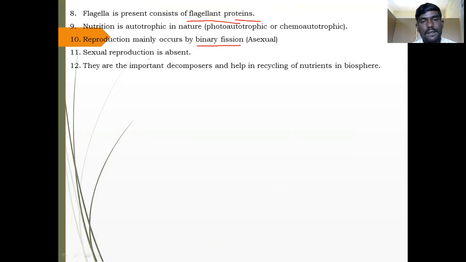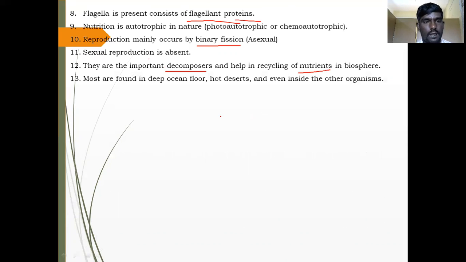They are important decomposers and help in recycling of nutrients in the biosphere. These are very important functions performed by monerans. They decompose whatever dead, decaying organic material is present in the biosphere and recycle the nutrients. I hope you understand the function of monerans. Sometimes during your exam, you are asked to write the function of monerans. At that time you can write: they play an important role in decomposition of dead, decaying organic matter and help in recycling the nutrients in the biosphere.